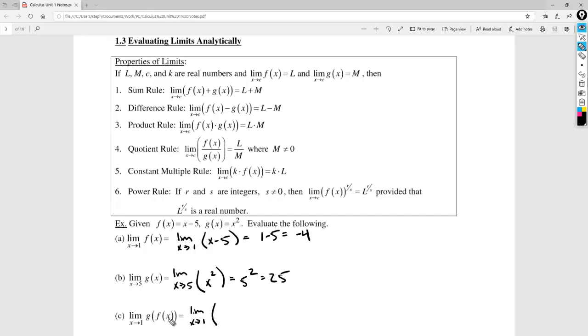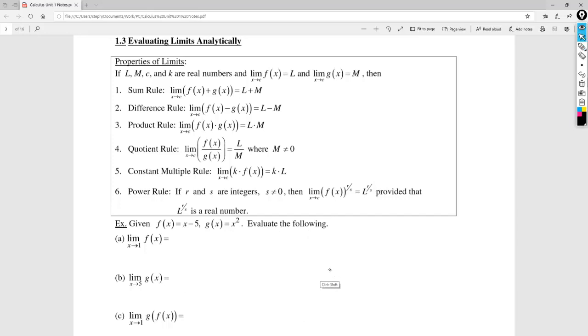g of f of x, so I have a composition of functions. So I'm going to plug f into g. I get x minus 5 squared. Plug in 1, get 16. Totally fine. All right, let's move on.